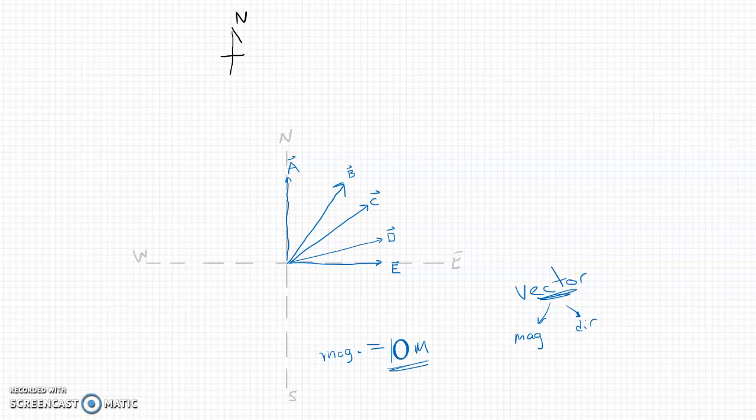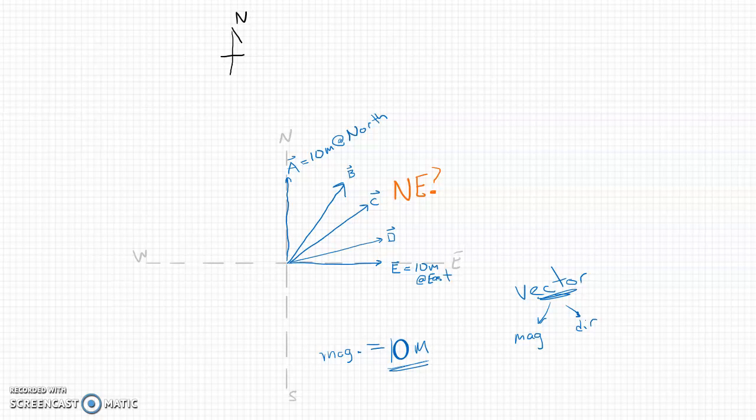And so let's consider these vectors here. Certainly, you can see that this vector here, if we were to truly define it, would be 10 meters at a direction of north, or a northerly direction. Here, vector E is going to be 10 meters at an easterly direction. Now, what about vectors B, C, and D? They're all kind of headed off in this general direction here, right? So that's northeast, isn't it? Do you think that simply saying northeast is good enough?